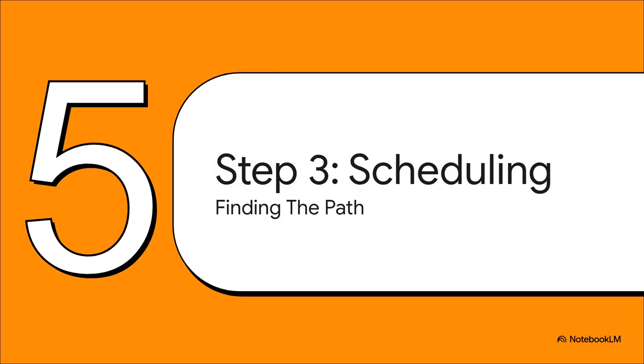So now you've got the sequence, the logical order of things. You get to the final step, scheduling. And this is where you assign a duration to every single task. And when you do that, something amazing is revealed. The project's hidden timeline, the one single path that dictates the entire project length.